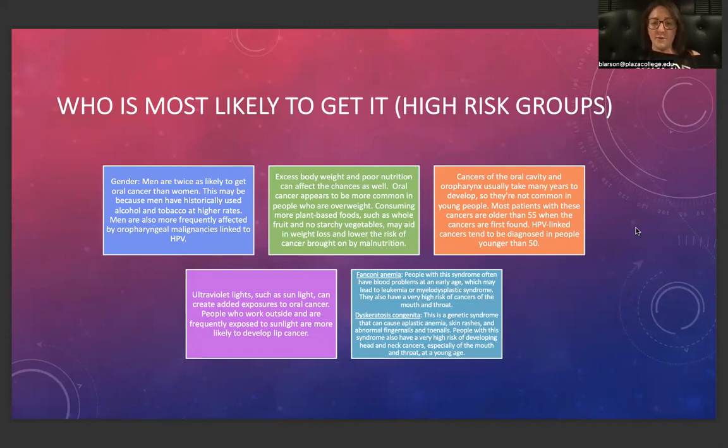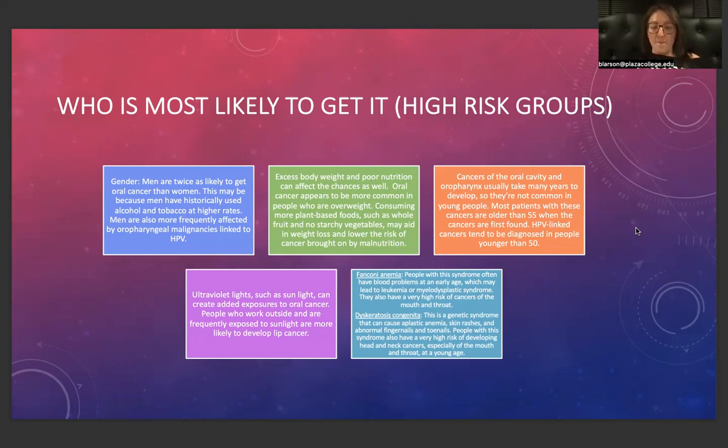Cancers of the oral cavity and oral pharynx usually take many years to develop, so they're not common in younger people. Most people with these cancers are older than 55 when the cancer is first found. HPV-linked cancers tend to be diagnosed in people that are younger than 50, though. Ultraviolet light, such as sunlight, can create added exposure to oral cancer. People who work outside and are frequently exposed to sunlight are more likely to develop cancer on their lip.